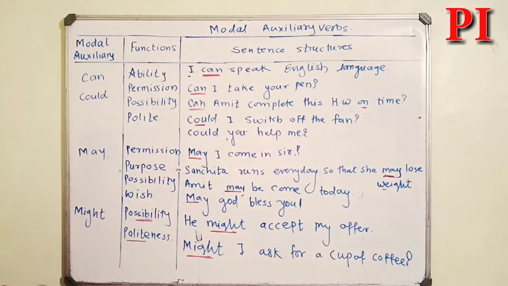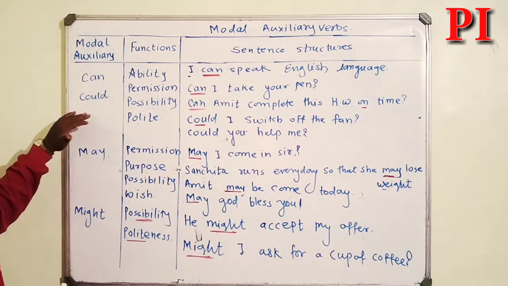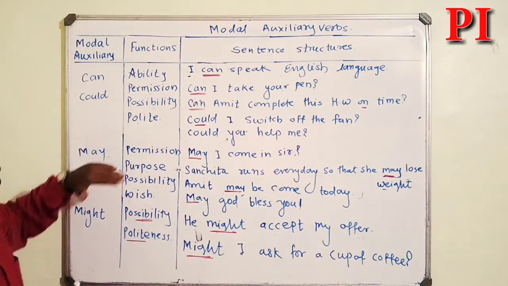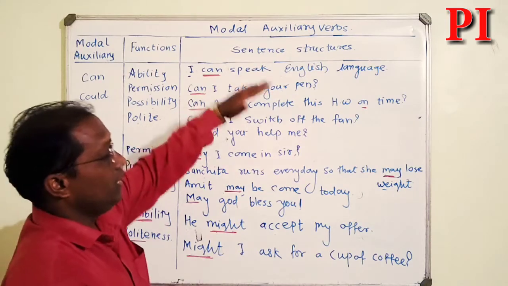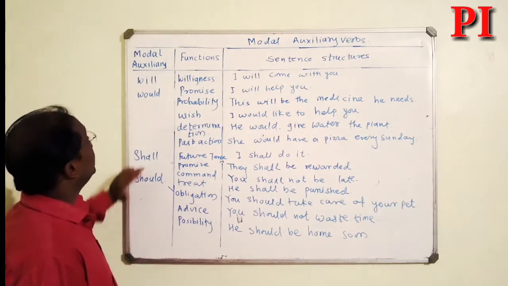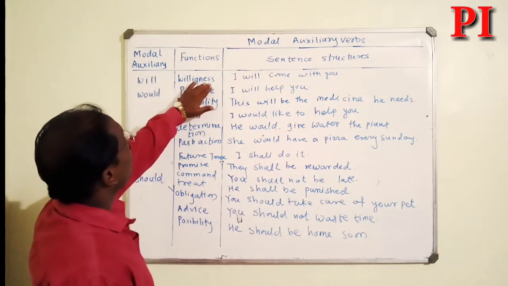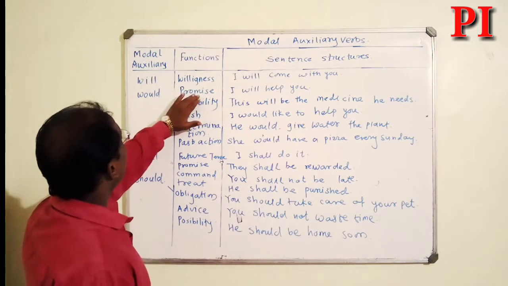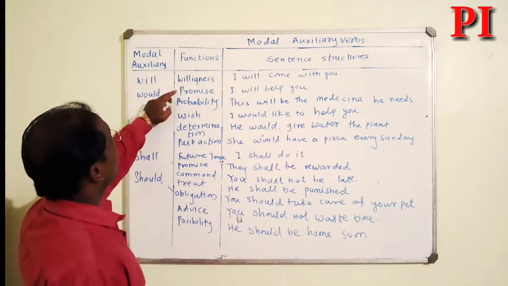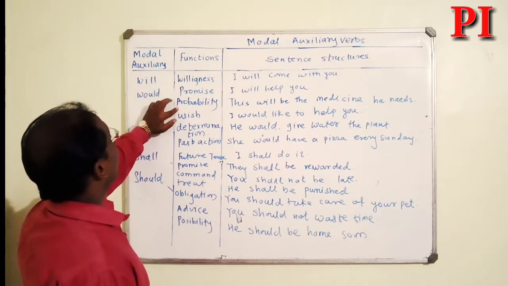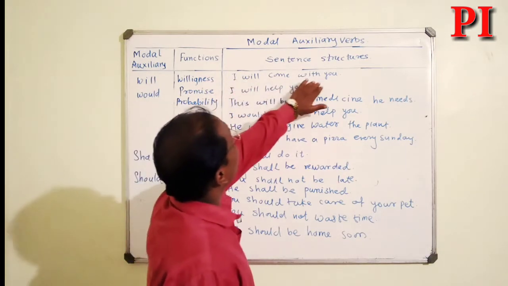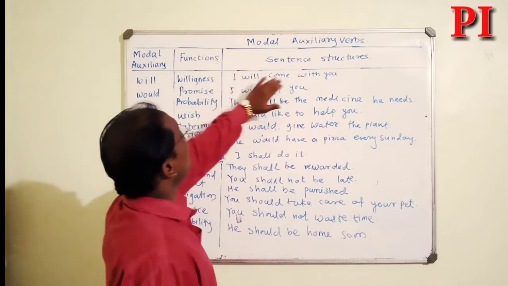Like this type of may, might, can, could. These are all four modal auxiliaries we use here, with their functions and sentences. Will, would, shall, should. "Will" is used here for willingness, promise and probability. For that, how do we prepare the sentence? I will come with you.